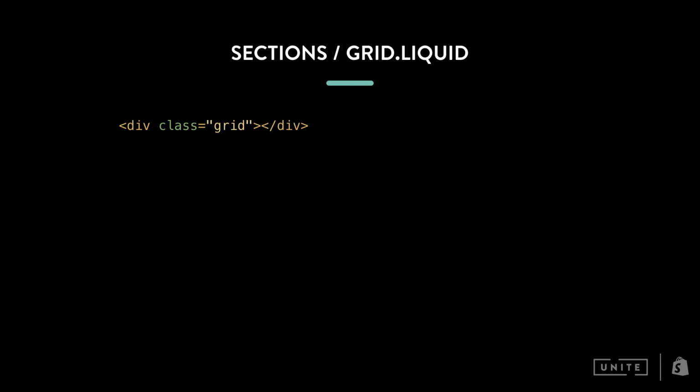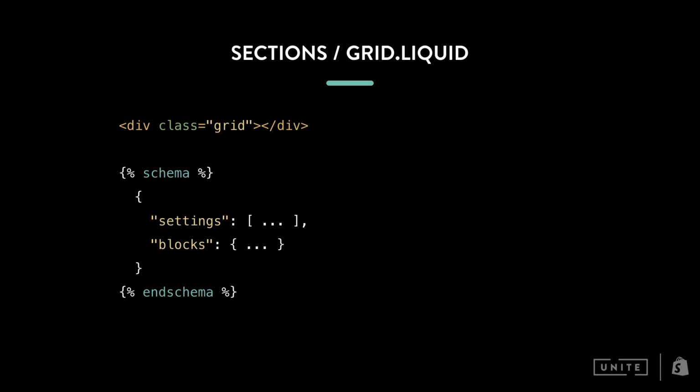First, I create the file. I can add settings if I want. Then I need to define the blocks for my section. This is also done in the schema tag. Let me show you what the blocks object here looks like.